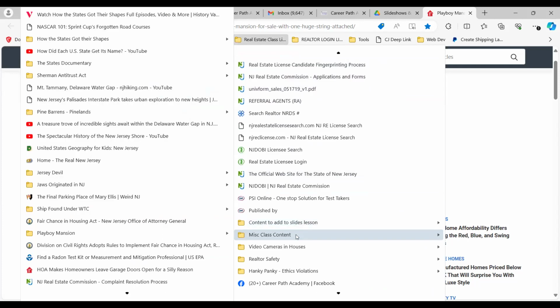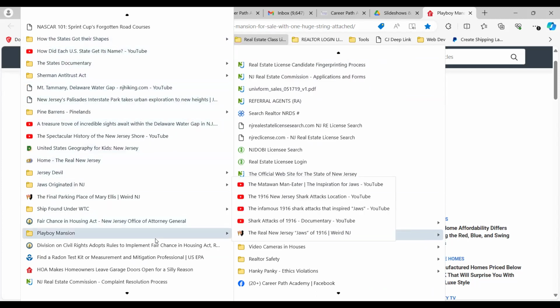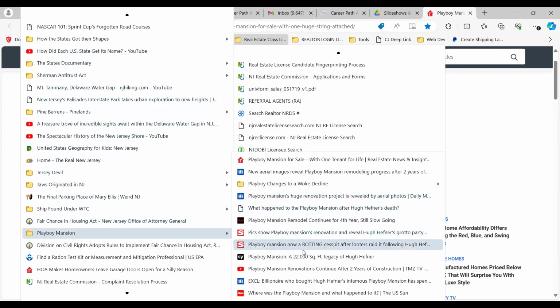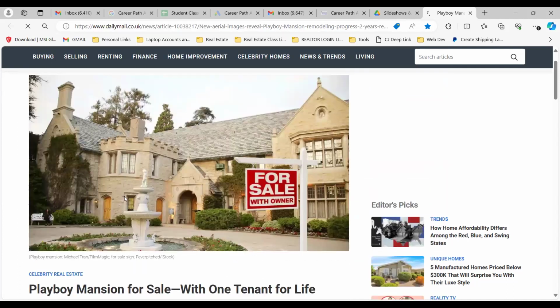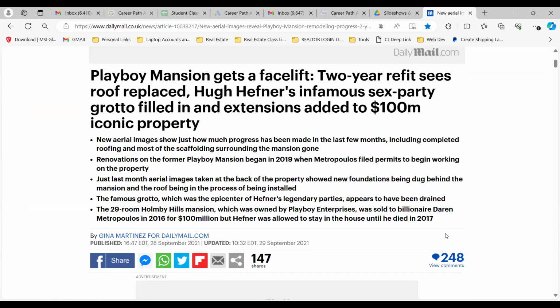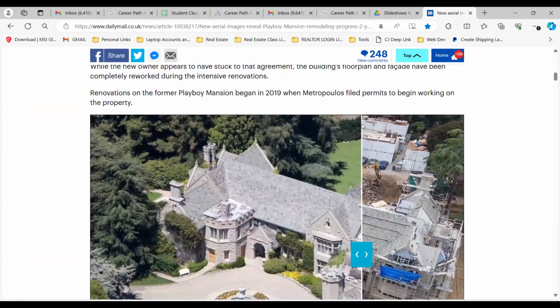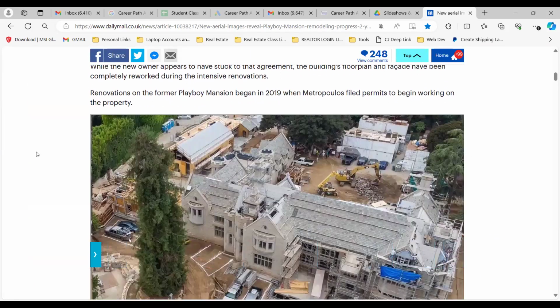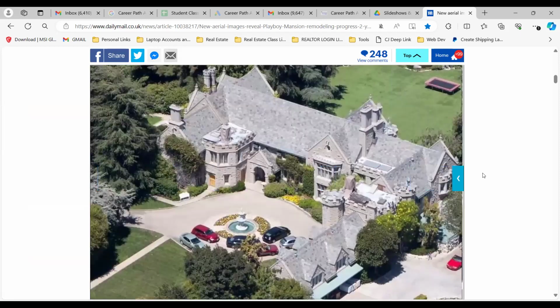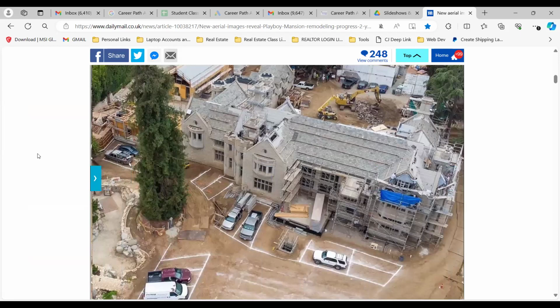Let me see. What's that? Playboy Mansion. If you guys take a look, this guy bought the Playboy Mansion, and then he started doing some renovation. Now he agreed also in those terms not to tear it down. So here was the Playboy Mansion when he bought it, and then he started doing this to it, renovating it.